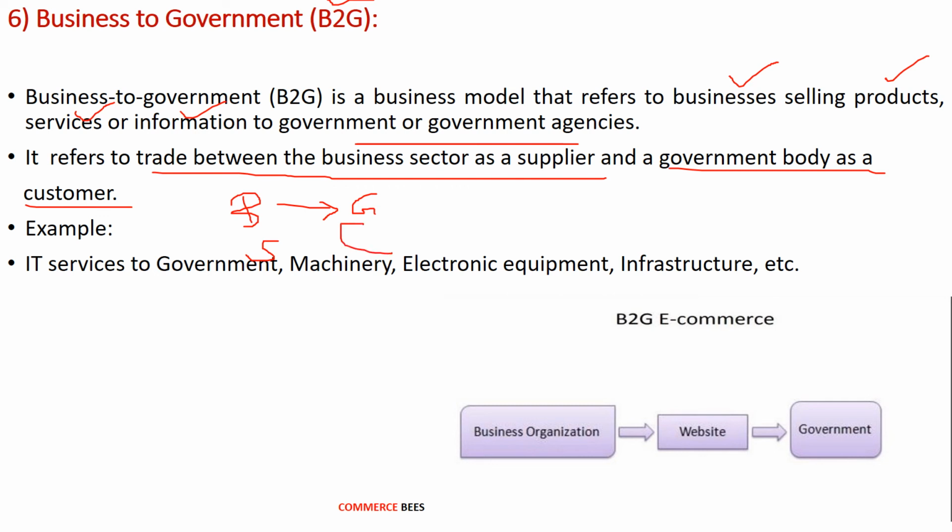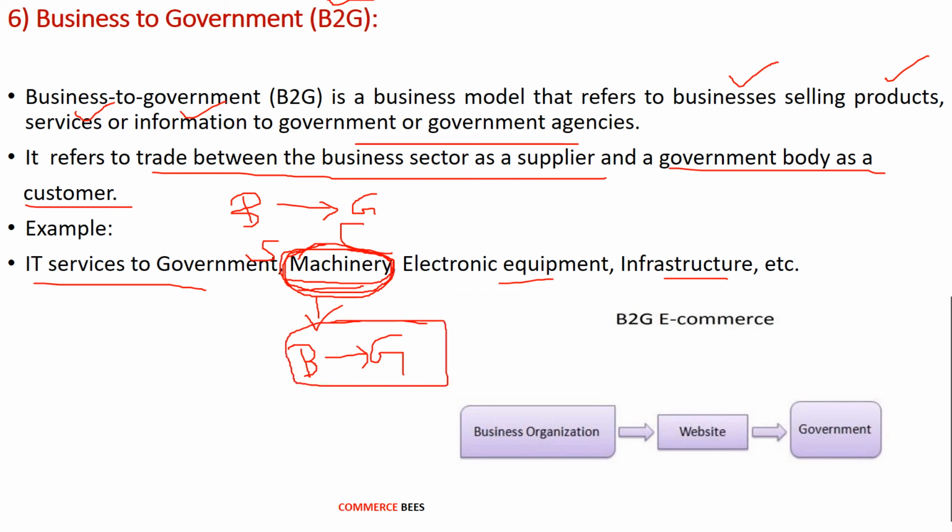If we take examples of IT services to government, machinery, electronic equipment, infrastructure, etc. If we take the example of machinery, some of the business organizations are manufacturing the machinery that is required by the government or government agency. So in that case they are totally dealing with the government agency, or their customer is only the government. In that case it is following the B2G model. Here is the diagrammatical representation of the B2G e-commerce business model, where the business organization is the seller or the supplier and the government is the customer.